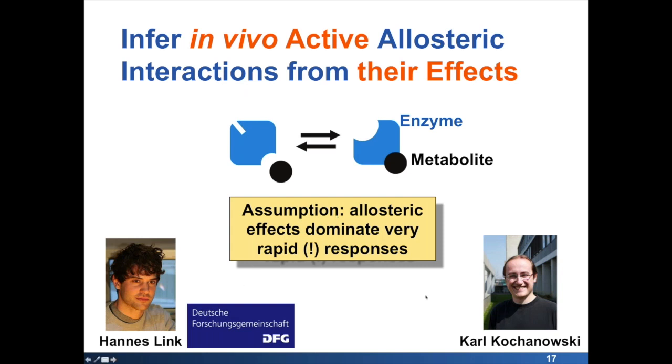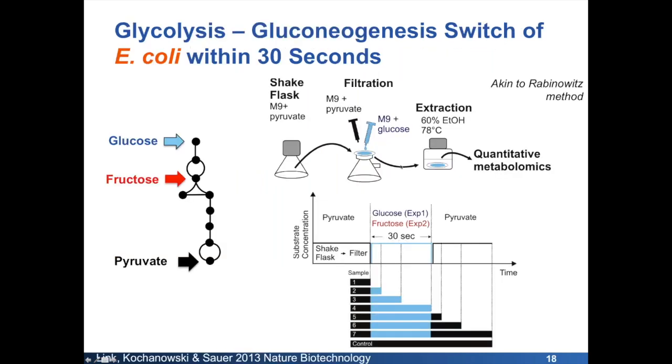So Hannes, a postdoc in the lab, and Karl started to address the question, can we infer active allosteric regulators of enzymes from the effects that they show on the metabolome? And so allosteric regulation, just to remind you, if we have an active site here, if now a metabolite binds at some other site of that protein, it changes the status of the active site and therefore makes the protein less or more active. And the assumption that underlies the work that I'm going to show you is that such allosteric binding effects would be really important for very rapid responses. And that's what I'm going to show you now.